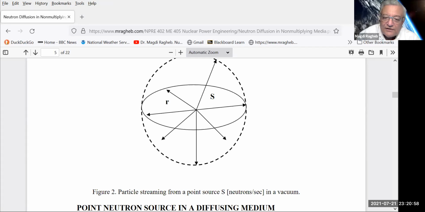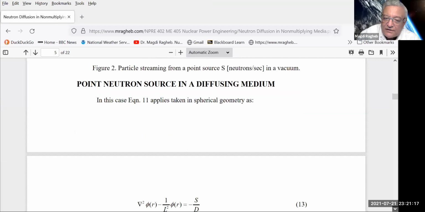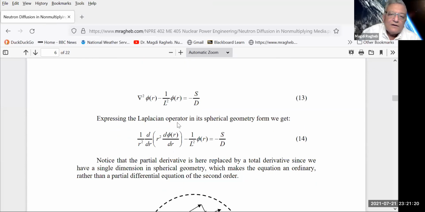The difficulty comes in when we have a diffusing medium. So if there is a medium here, like on Earth, where you're using, say, shielding, concrete or steel or water to shield against neutrons, the neutrons are not going to move in a straight line. They'll encounter nuclei, and they can get absorbed, they can scatter, and they undergo reactions in general. And we said that the underlying equation is that simple del squared phi minus 1 over L squared phi is equal to minus S over D. So this is our modified form of the Helmholtz equation.